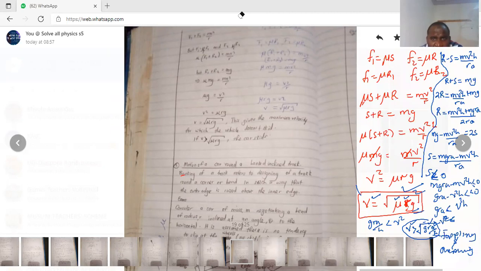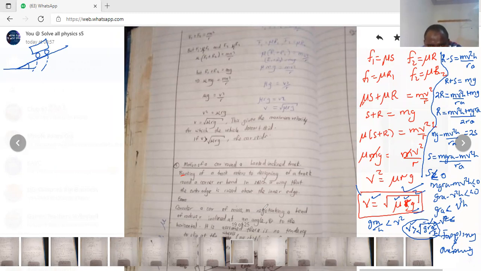Or they can say, what is a banked road? A banked road is part of a road where one side is raised over the other. For example, one road can be like this, then the other part is raised over. So the car is moving along this track. Now this car is trying to negotiate a bend on this inclined road. What are the conditions?